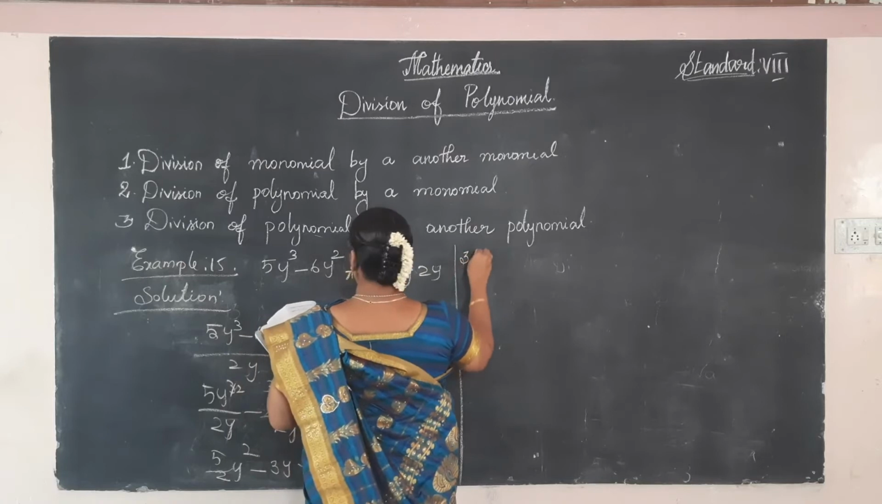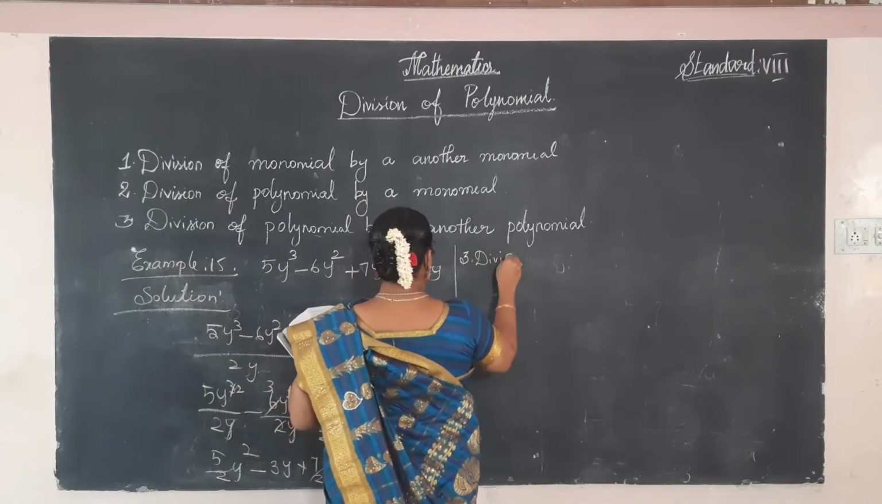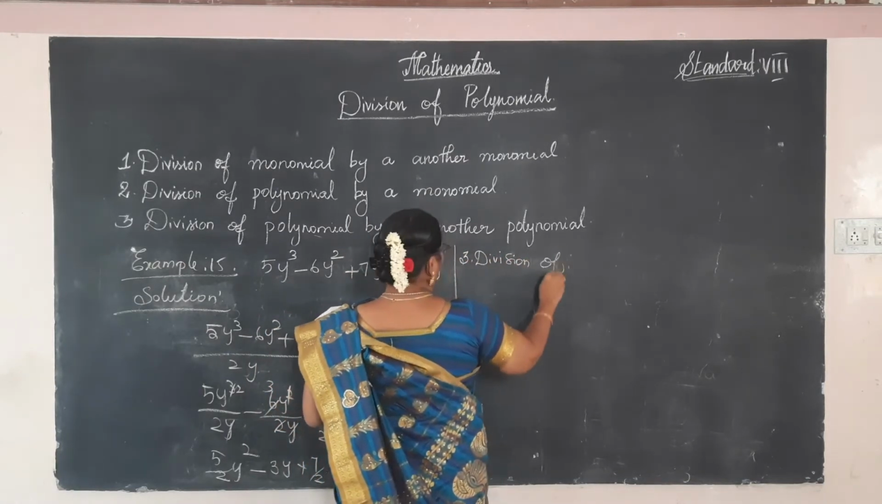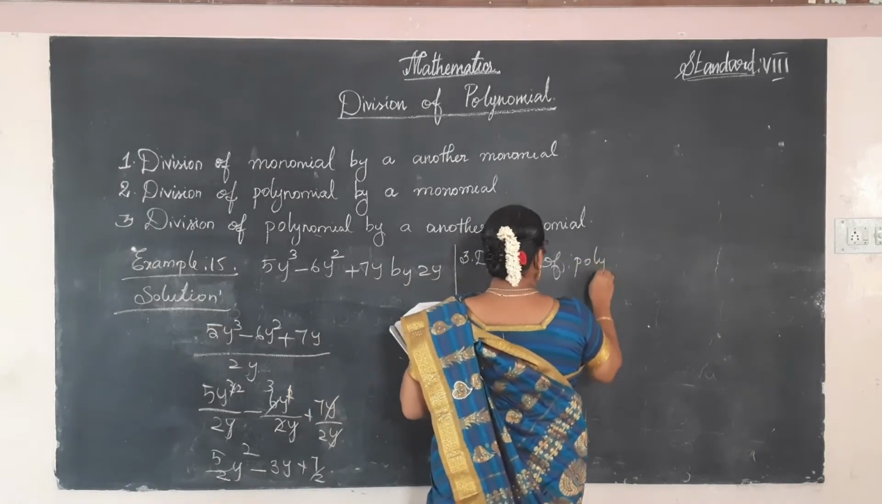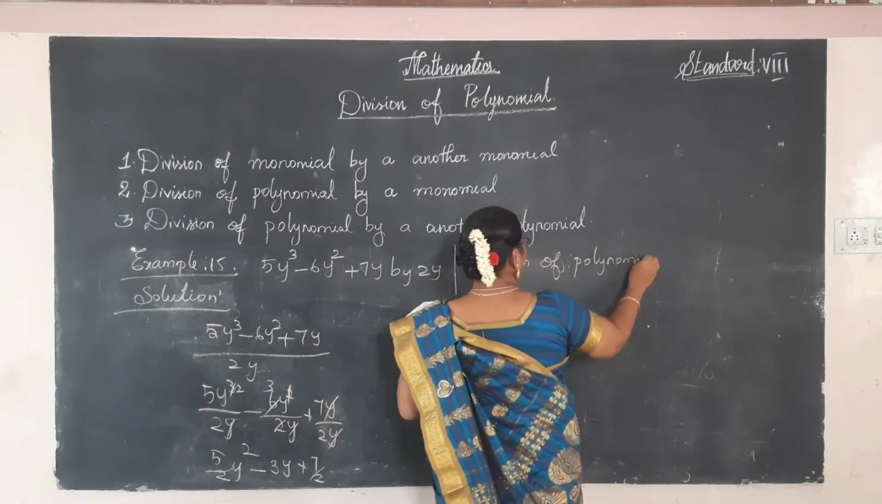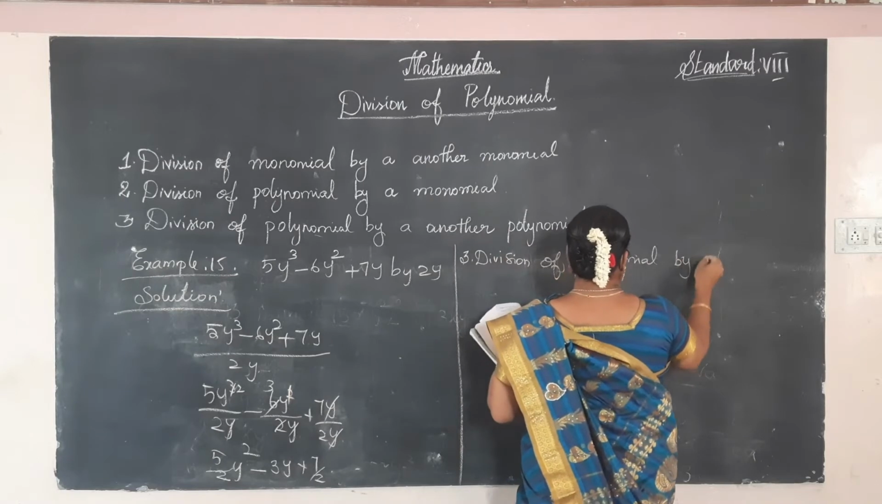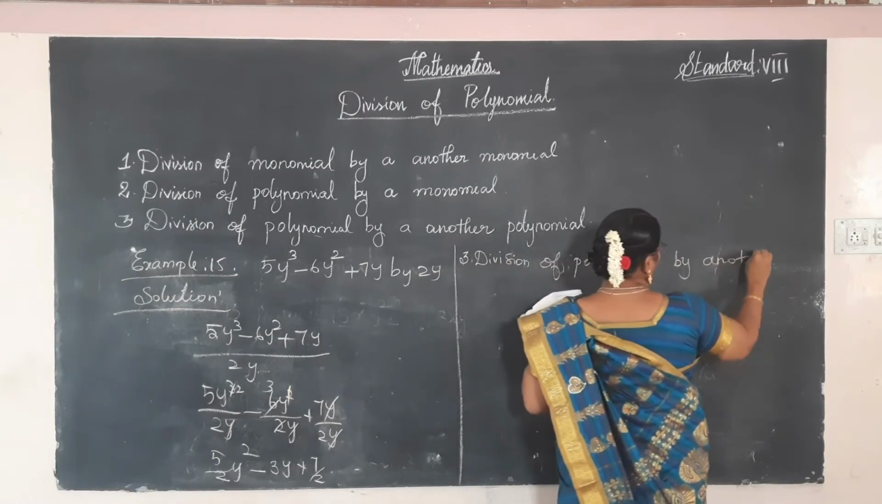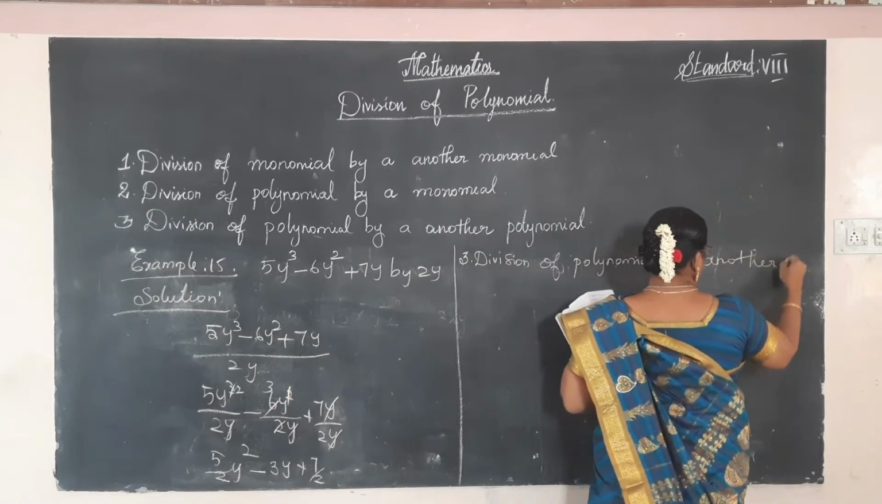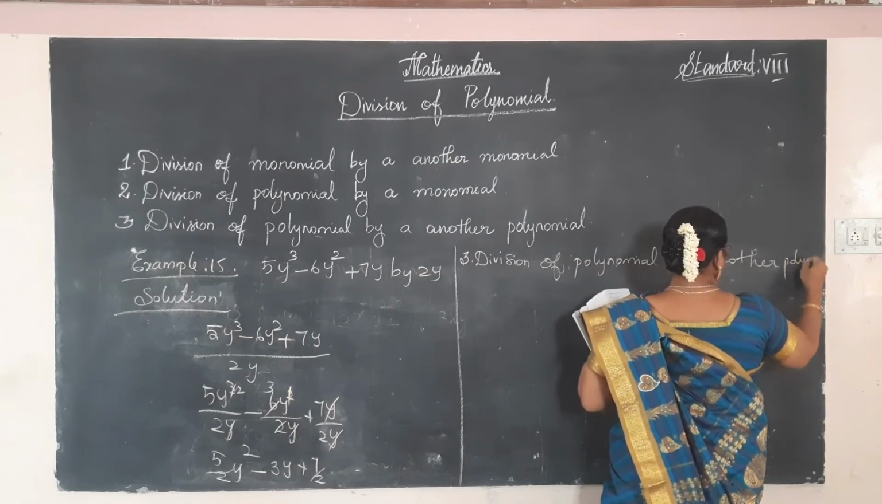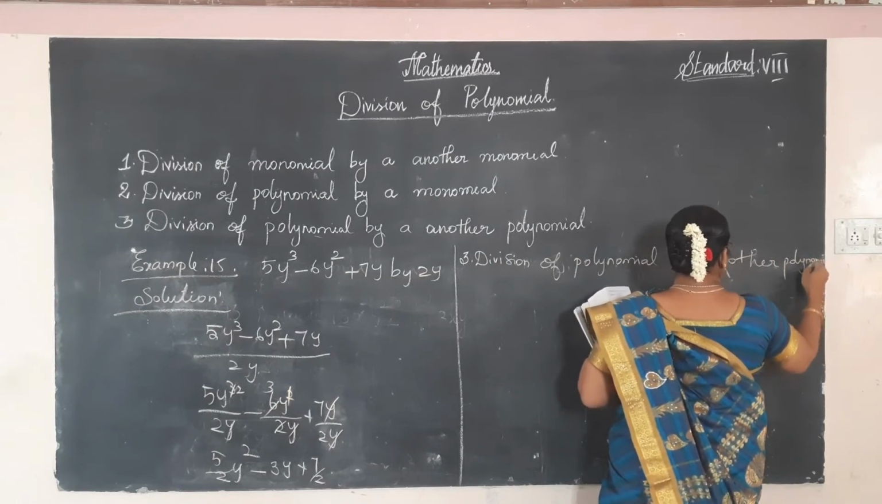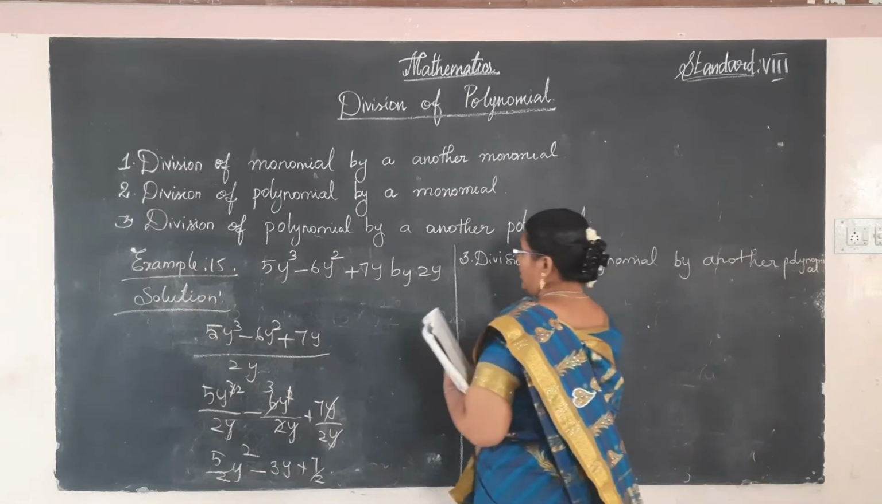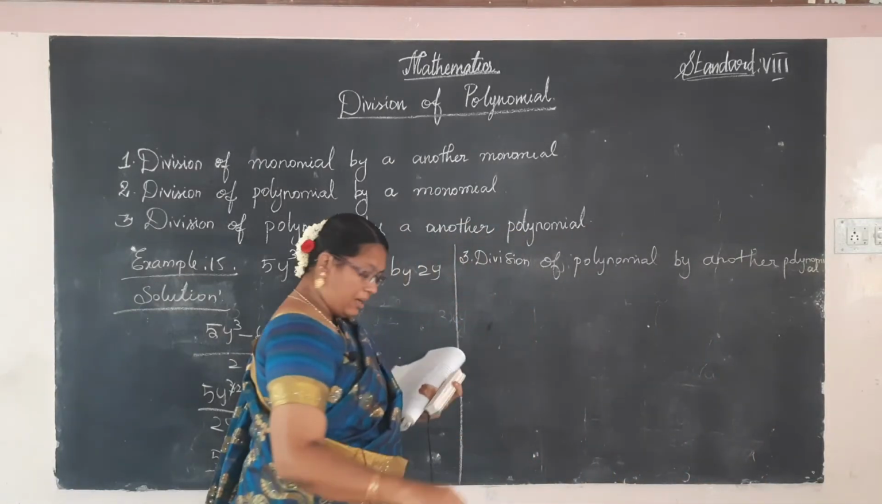So the third type: division of a polynomial by another polynomial. Okay, see the example.